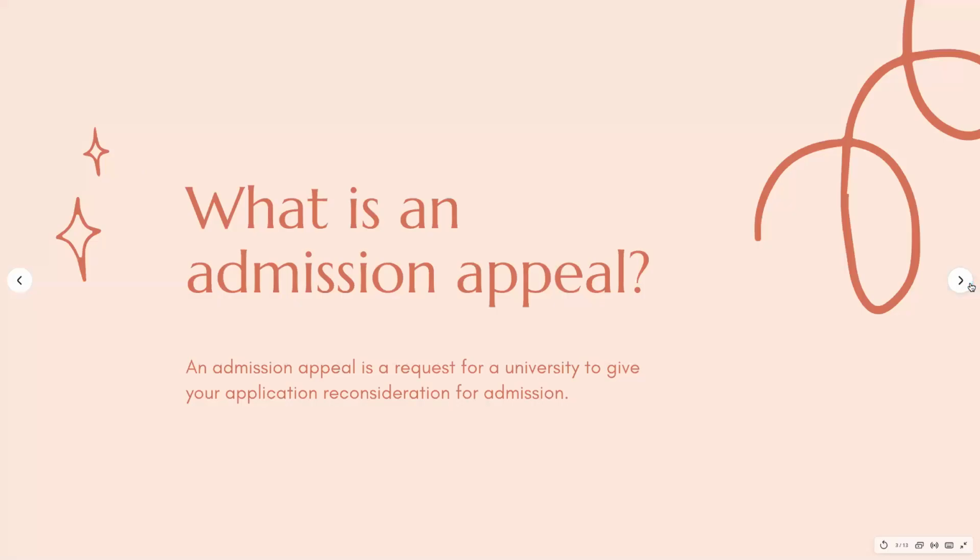So to get started, what is an admission appeal? An admission appeal is a request for a university to give your application reconsideration for admission. What it means is you're not necessarily telling them to give a different decision, and that they're going to automatically change the decision from a no to a yes for students who are denied admission. But what you're asking is if they could look at your application one more time, in case they do change their mind and want to make a new decision for you on admission.